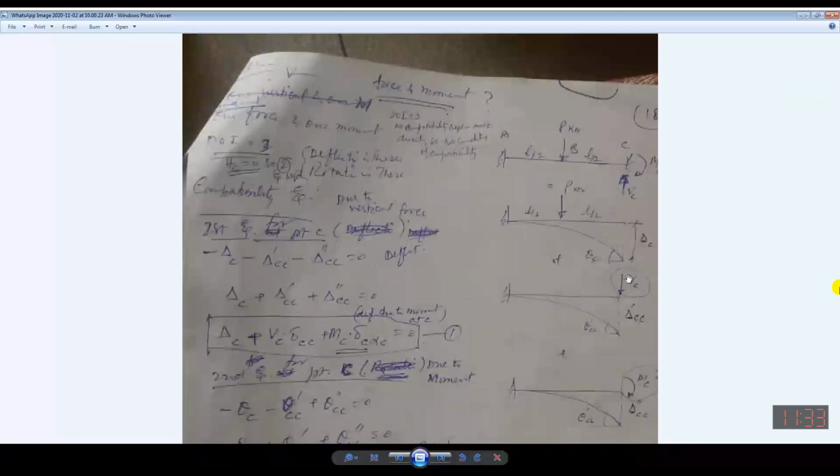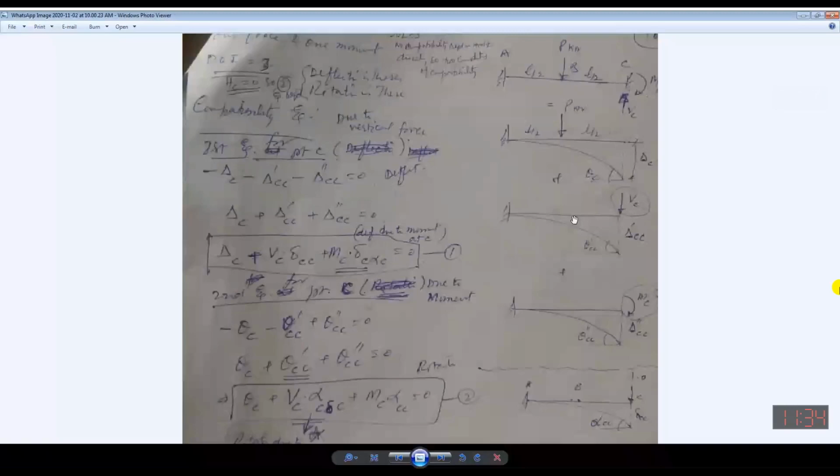Okay. Corresponding to VC, there will be deflection. Corresponding to moment, there will be rotation. Now, if I change this into the primary structure, then I have removed this rotation and this force, and corresponding to this there is deflection and rotation. Now there are two forces, moment and VC, so I will be having two diagrams further.